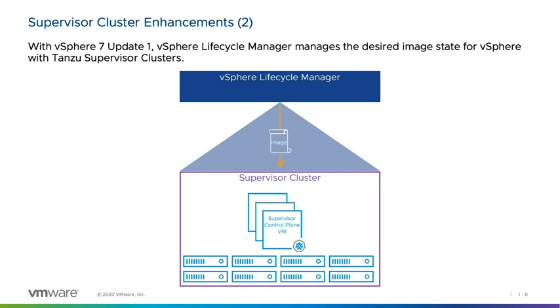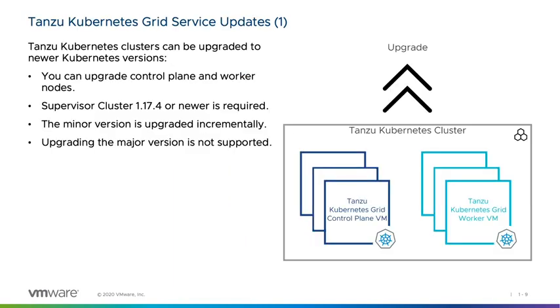Tanzu Kubernetes clusters can be upgraded to newer Kubernetes versions. You can upgrade control plane and worker nodes. Supervisor cluster version 1.17.4 or newer is required. The minor version is upgraded incrementally, and upgrading the major version is not supported. For more information on upgrading Tanzu Kubernetes clusters, see the vSphere documentation.